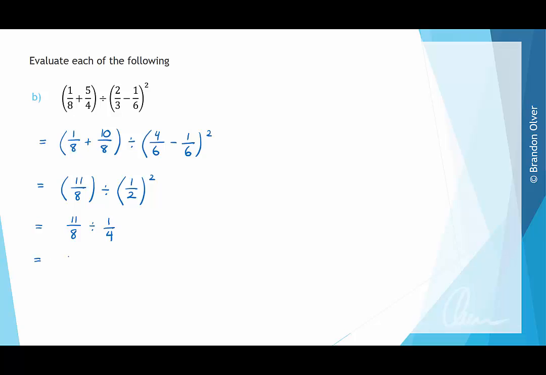And when we divide by a fraction, it's the same as multiplying by its reciprocal. So we can write this as 11/8 times 4/1. And when we simplify that down, we have 11 times 4 is 44/8, and the simplest form we can express that in is 11/2. So that's the answer for part B.